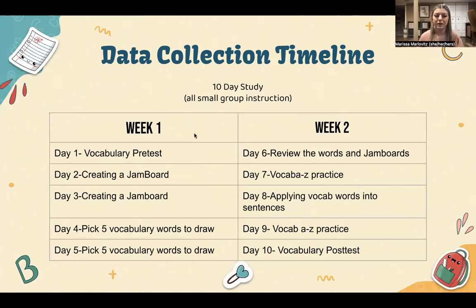So my data collection timeline, this was a 10-day study. All of it was in a small group of the 3 students plus myself for about 15 minutes per day. So in week 1, on day 1, we did a vocabulary pretest just to see where they're at. Days 2 and 3, they created a Jamboard using their Google Chromebooks. Day 4, they picked 5 vocabulary words to draw. Day 5, they picked another 5 vocabulary words to draw.